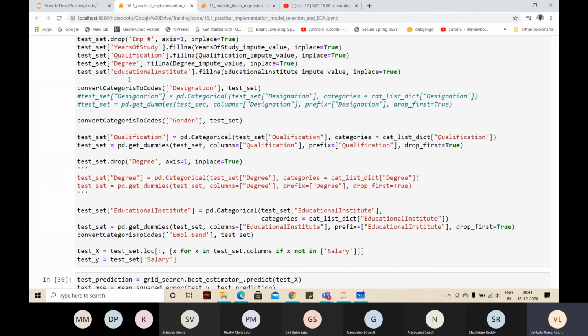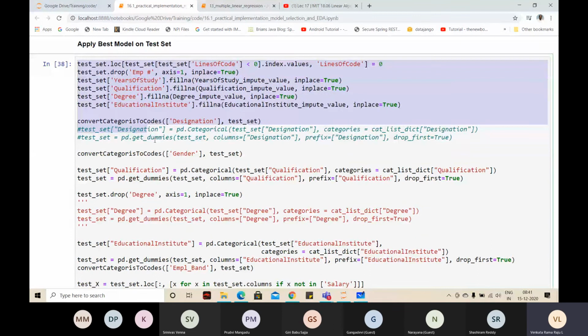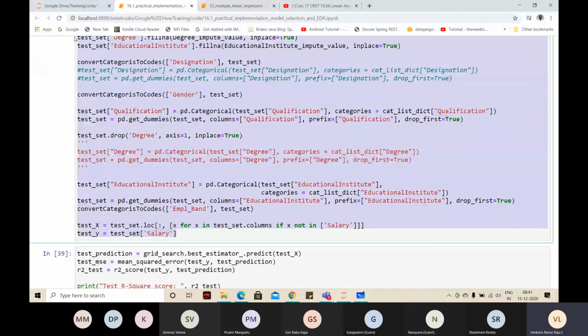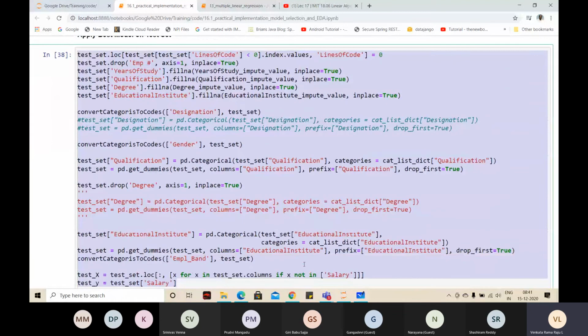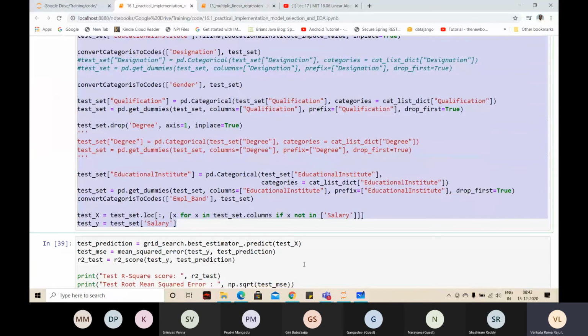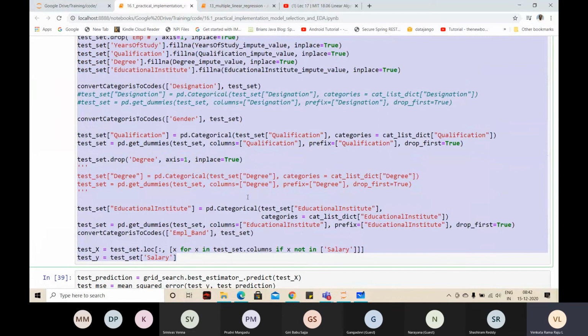You can build a custom transformer to eliminate this much code. You just call the pipeline or the GridSearchCV dot predict. It will automatically apply all these and then calculate. Yesterday I explained custom transformer to you.